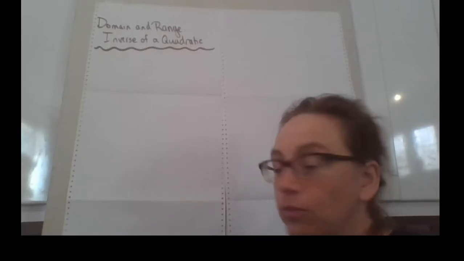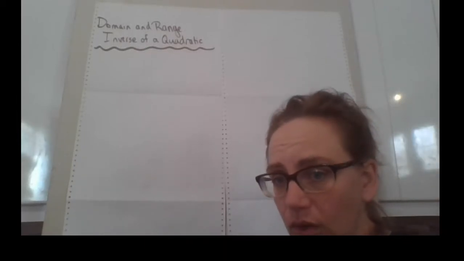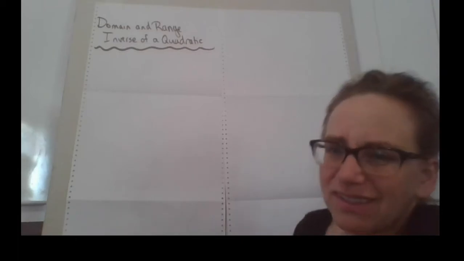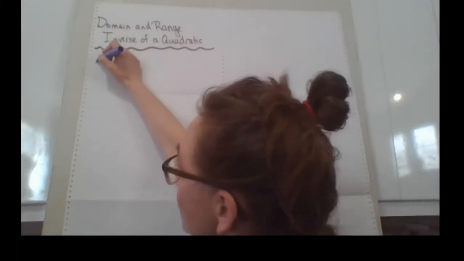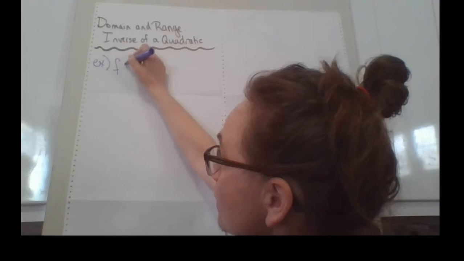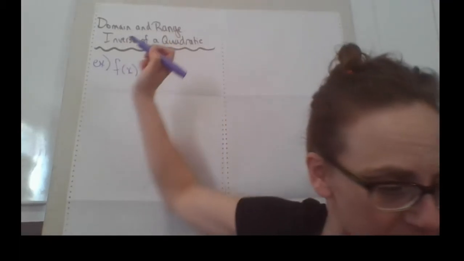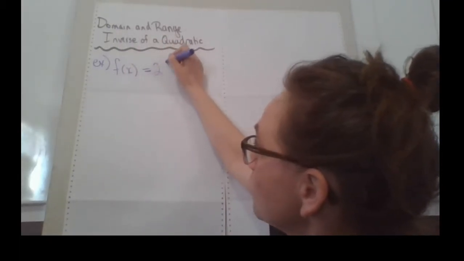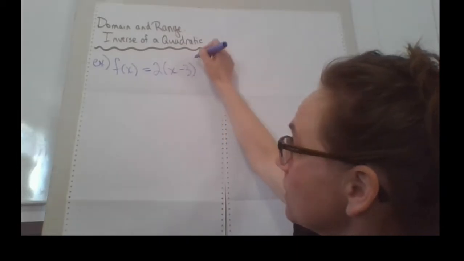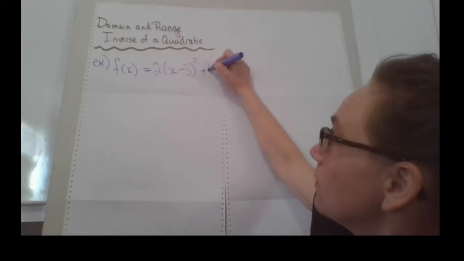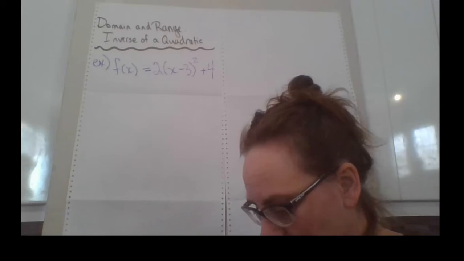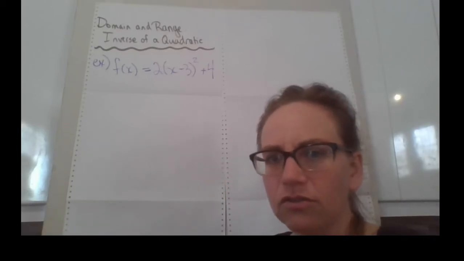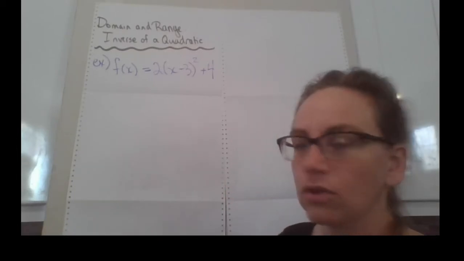Let's talk about the domain and range when we're looking for the inverse of a quadratic. So let's do an example. It's similar to the one we've already done, but let's do the example of f of x is equal to 2(x minus 3) squared plus 4. By looking at this, we can see, just knowing our transformation from unit 1, what picture we're looking for.